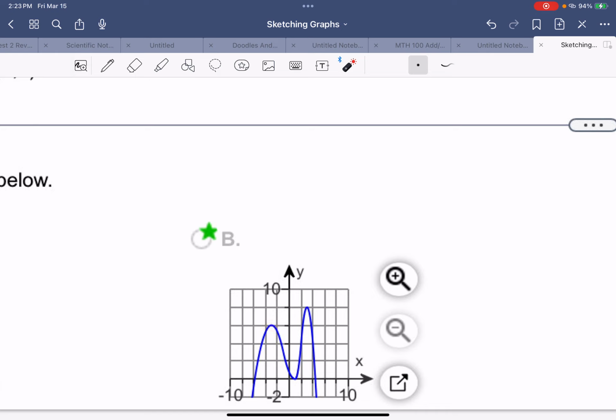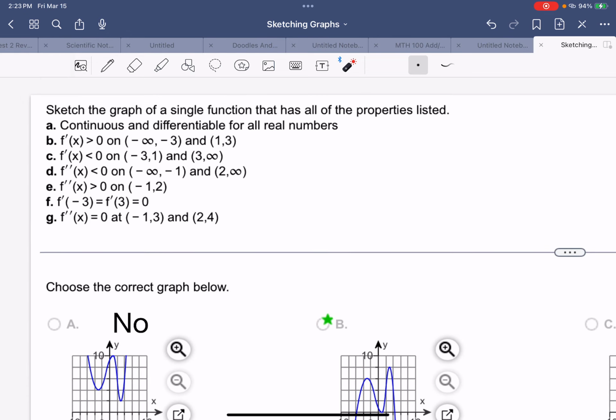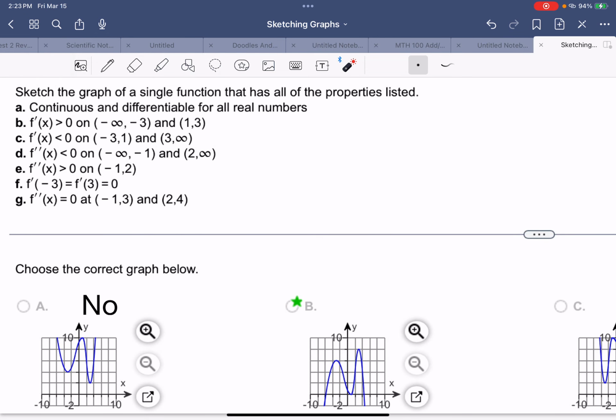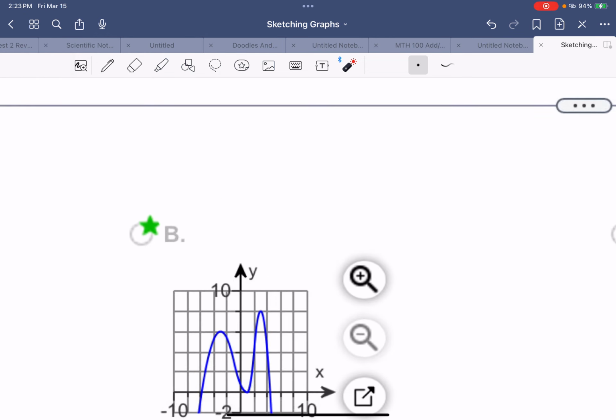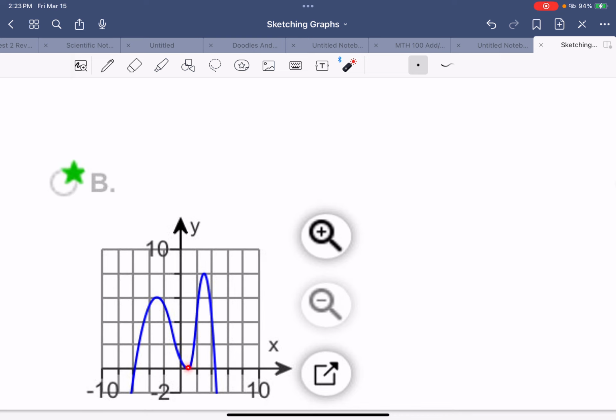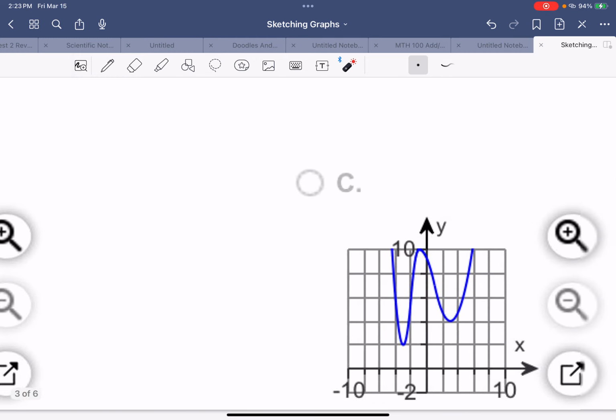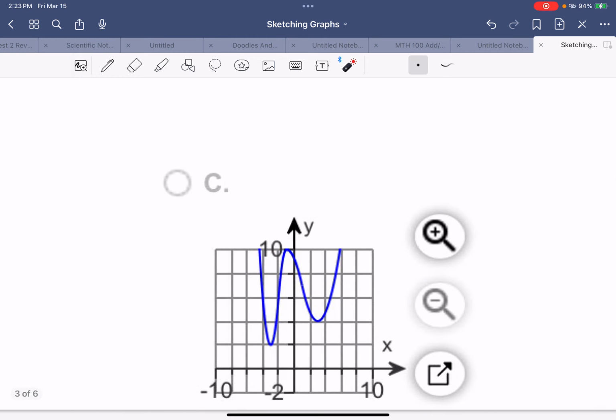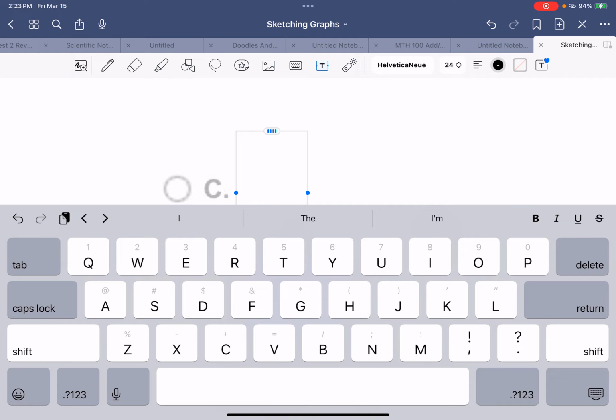And it's rising again. Look at the other part they told us, 1 to 3. So we go down here and we look. Here's 1, here's 2, here's 3. So look, this is rising from 1 to 3. So graph B is okay, but we don't know about C yet. Well, except look, it's falling to negative 3. So we can eliminate choice C.